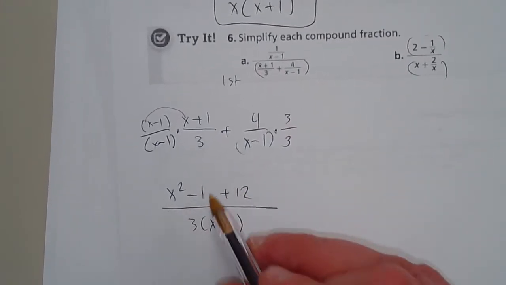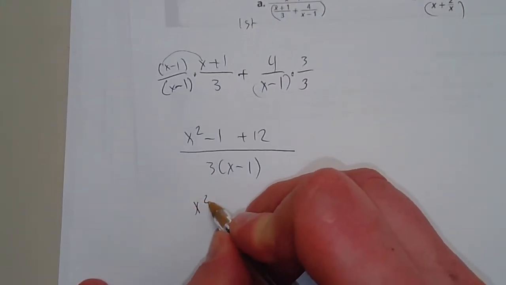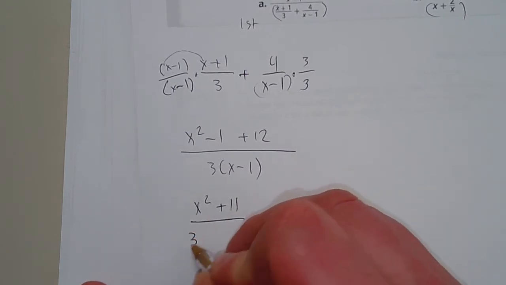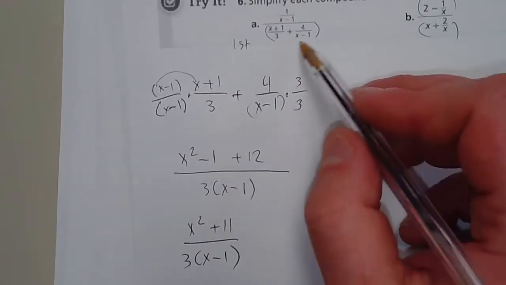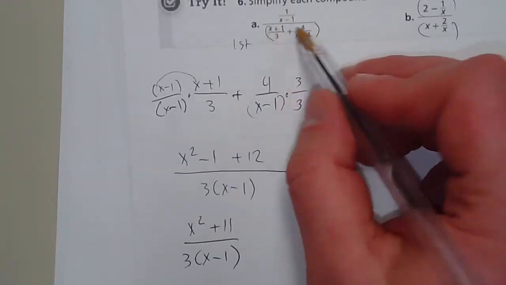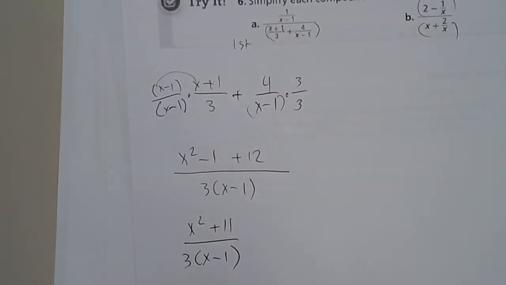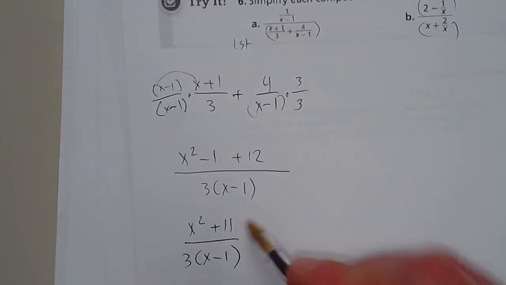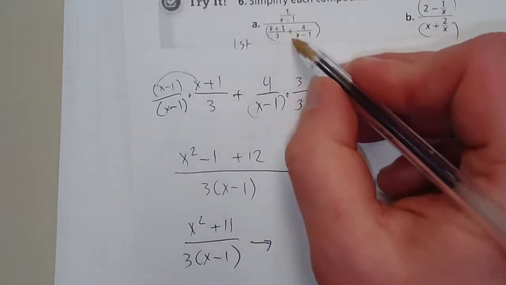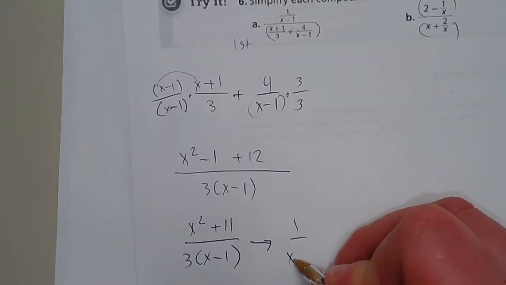And when we add this, it's just going to be x squared plus 11. So we have x squared plus 11 over 3 times x minus 1. Cool. So that's what this denominator is actually equal to. But I need to do this divided by that. So what I'm going to do, I'm going to take my 1 over x minus 1.